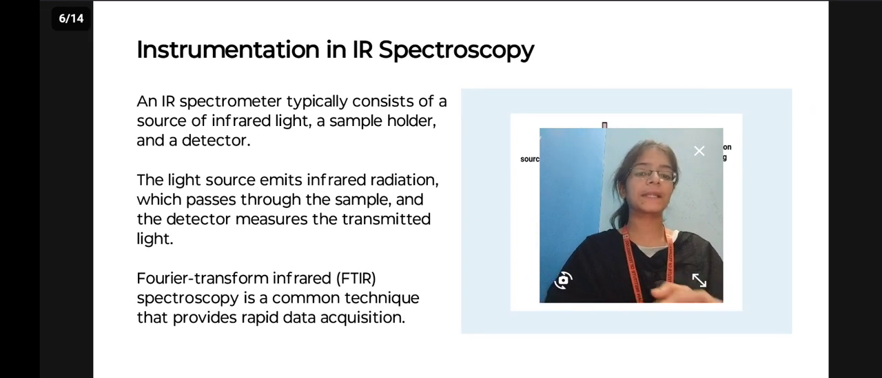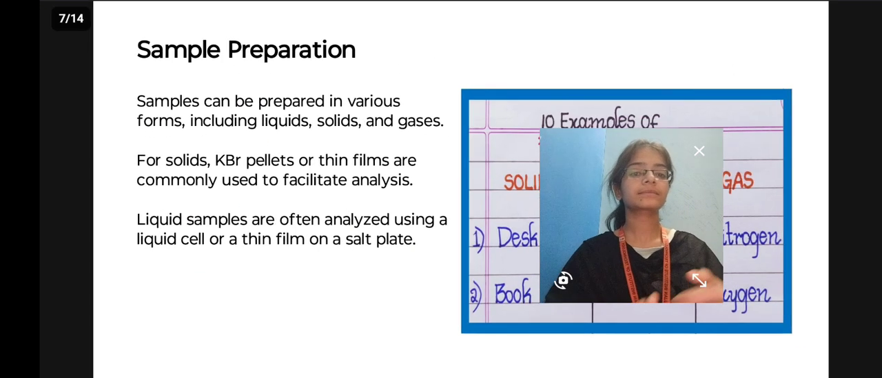Instrumentation in IR spectroscopy. An IR spectrometer typically consists of a source of infrared light, a sample holder, and a detector. The light source emits infrared radiation which passes through the sample, and the detector measures the transmitted light. Fourier transform infrared spectroscopy is a common technique that provides rapid data acquisition.